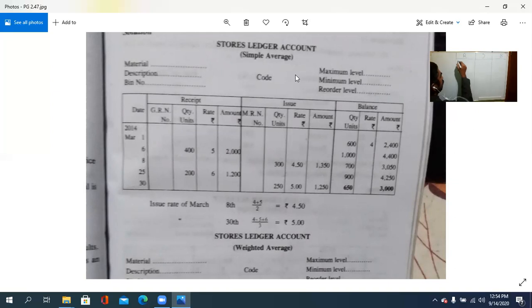Here, the quantity, the rate, the amount. Three columns are for that.